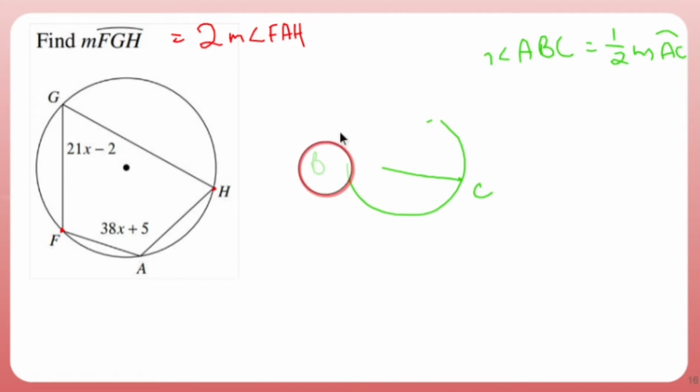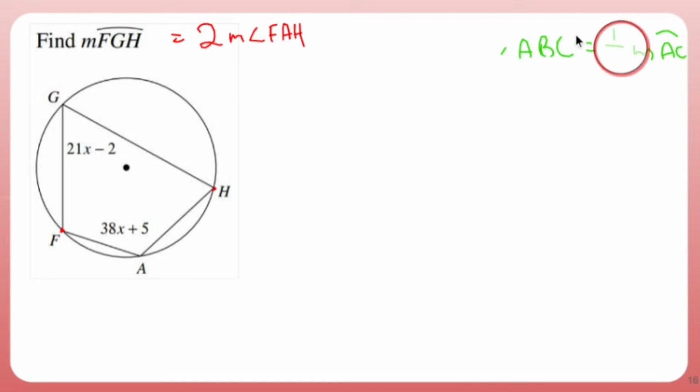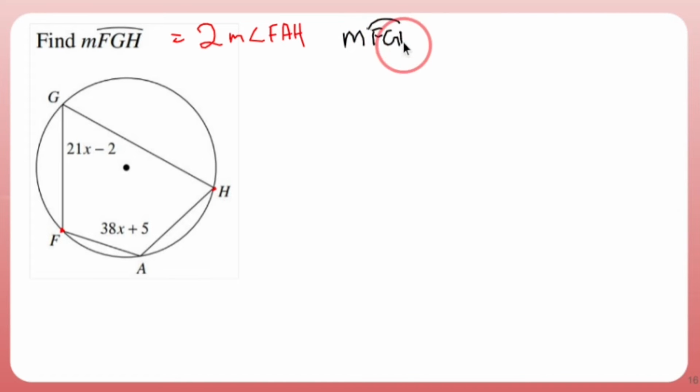Now, this is what I know. I know that I'm given information about this inscribed angle and that inscribed angle, which means I care about the arc FGH, obviously, and the arc FAH, obviously. Those two are connected, and they both add up to 360 degrees. So the measure of arc FGH plus the measure of arc FAH is 360 degrees.